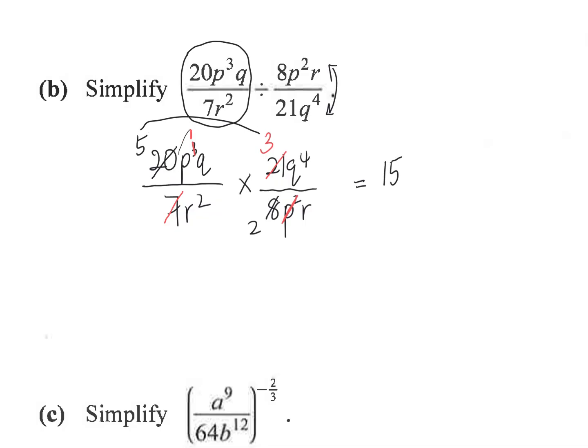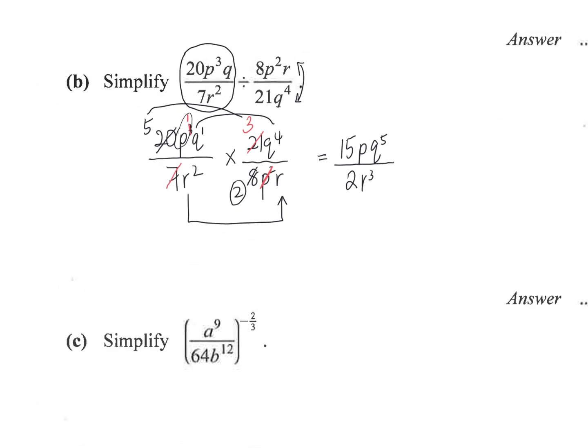Okay, then I have a P here, so I copy down. I have a Q1 here and a Q4 here, so total 5 Qs. Okay, at the bottom, I have a 2, and then a R square and a R, so RQ. Then you always double check, can simplify some more, if not, you're done. So this one is a must get.